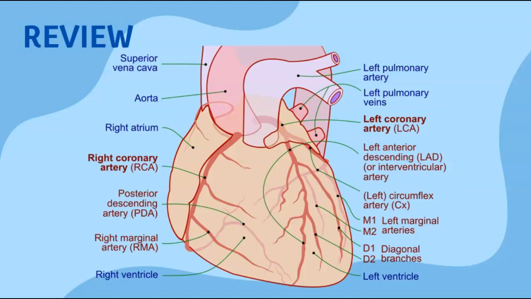Also, collateral circulation can develop if blood supply to the myocardium is occluded. So if any of these arteries are occluded, collateral circulation can occur where it goes around that blockage to provide blood flow to the myocardium.